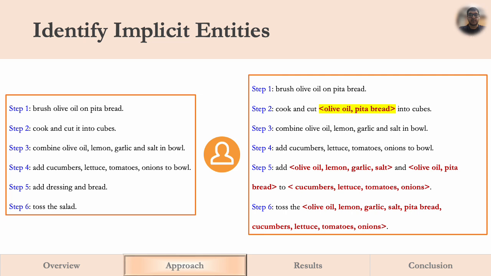Now let's understand the annotation scheme step by step. In the first stage, we ask the human annotators to resolve the anaphoric information and add missing information for elliptical instructions, such as it is converted into olive oil and pita bread. In step 5, dressing and bread is replaced with the involved entities for the mixtures and where these entities are added to. Similarly for step 6.